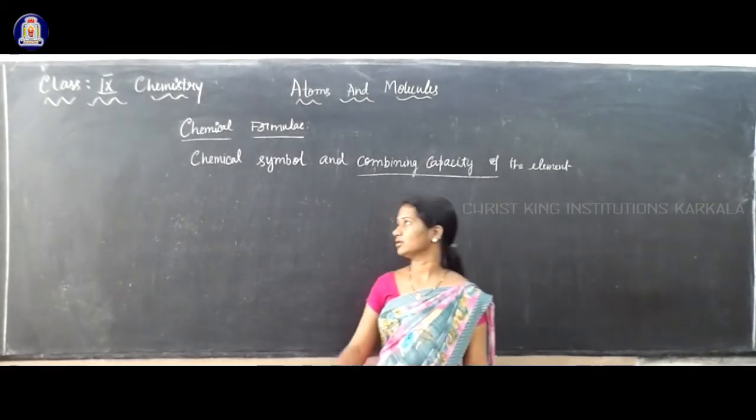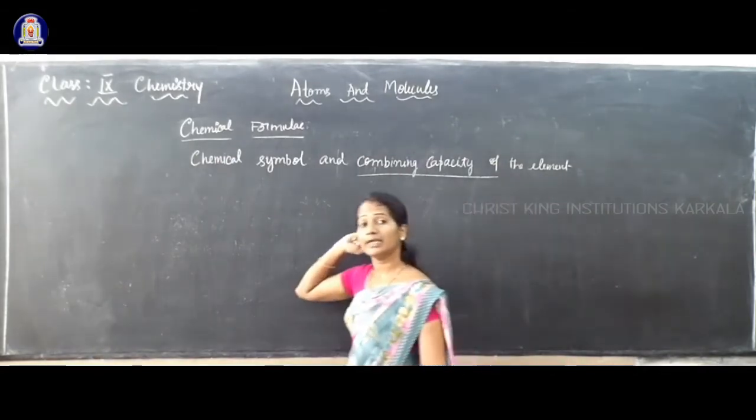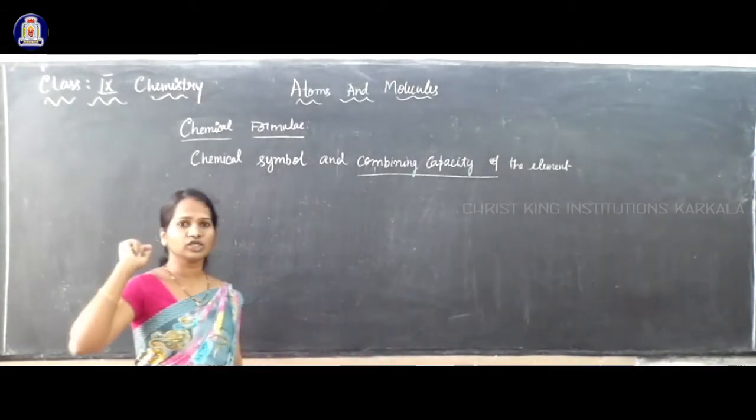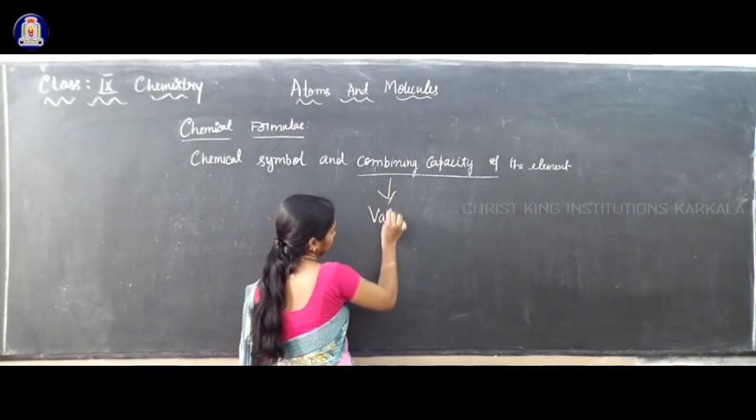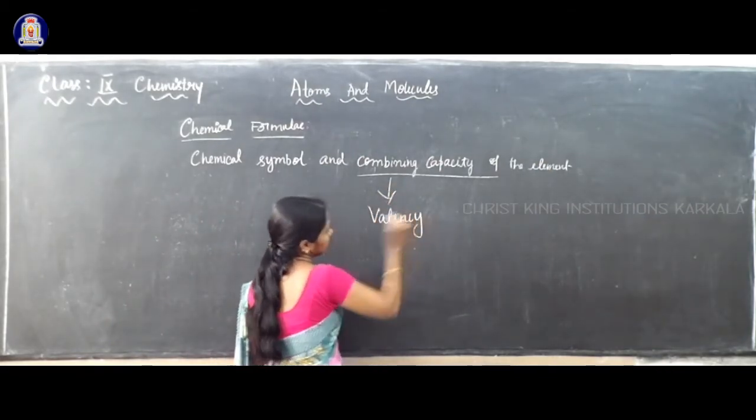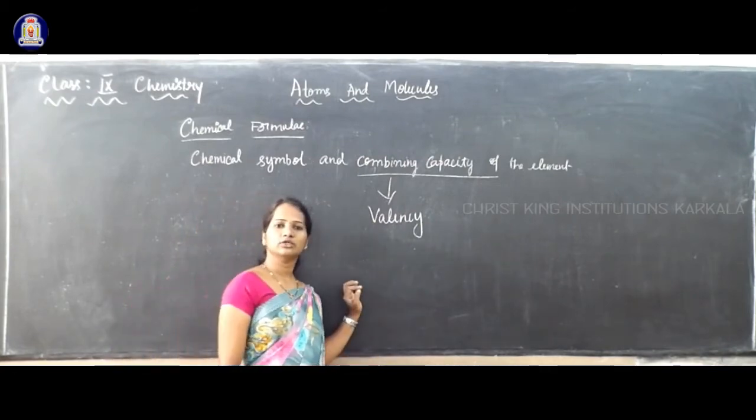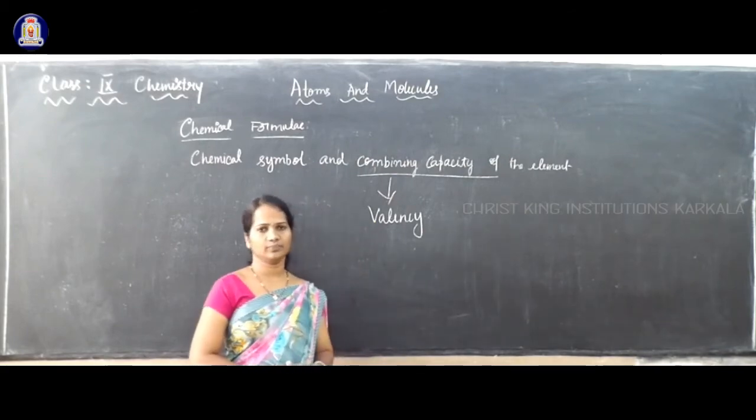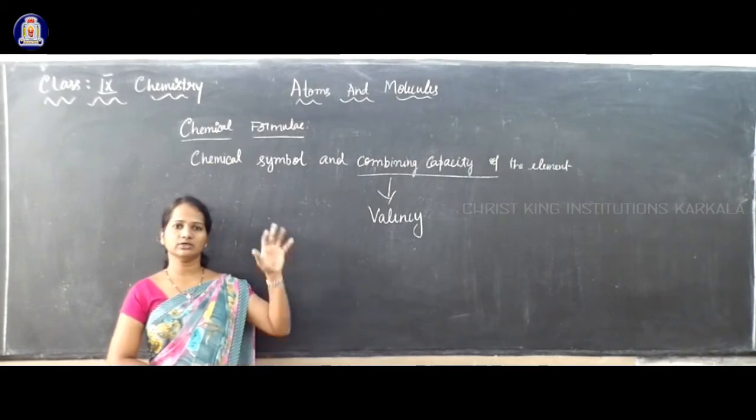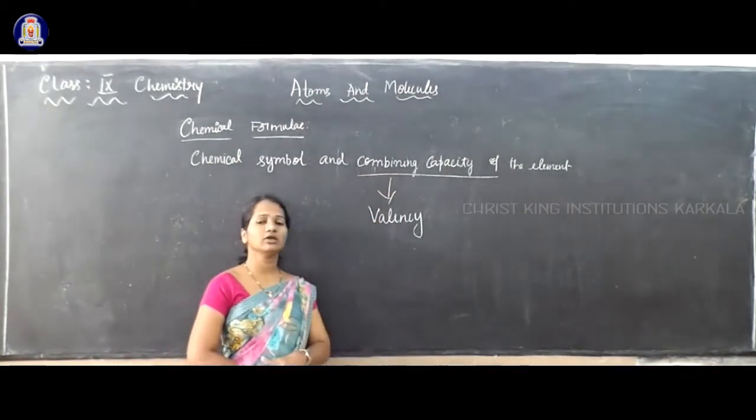Now the question: what is this combining capacity? The combining capacity of each element we call valency. What is valency? The combining capacity of the element is called valency. About this valency, you will study in detail in the next lesson of chemistry. Just remember that valency is the combining capacity of the element.